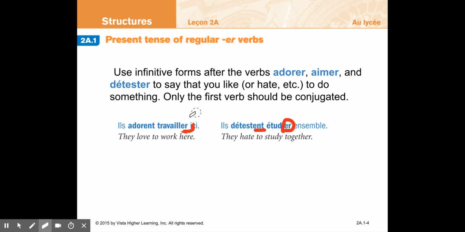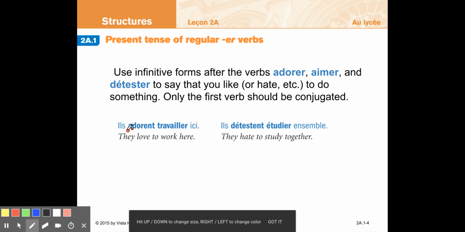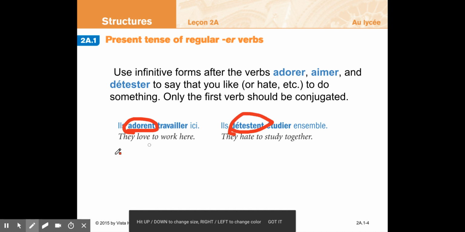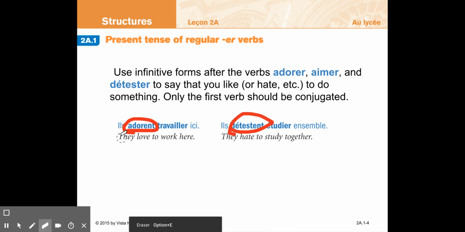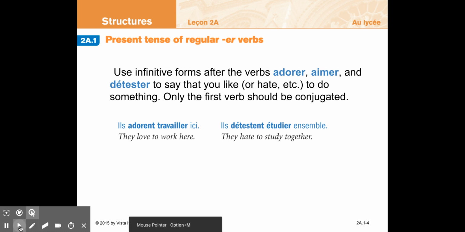Should be very familiar, but just remember you only conjugate one verb per subject. So if you already have one conjugated verb, in this case, ils adorent travailler, ils détestent étudier, you already have one conjugated verb. So the second verb is just going to be an infinitive. I'm sorry. You would only have a second conjugated verb if for some reason you had a second subject. So just kind of keep that in mind.